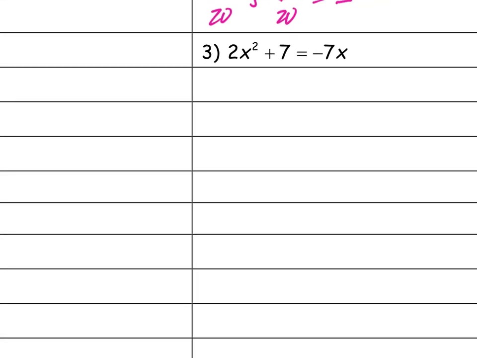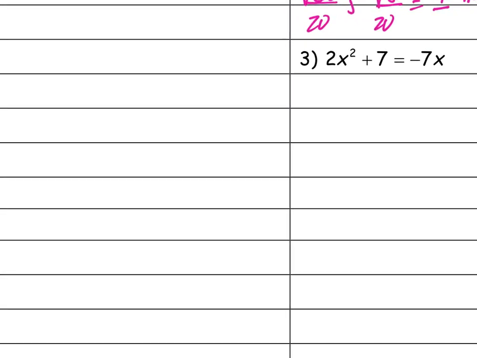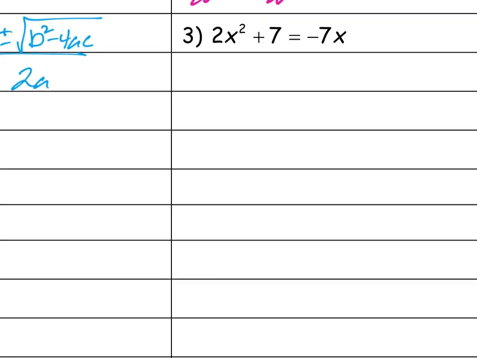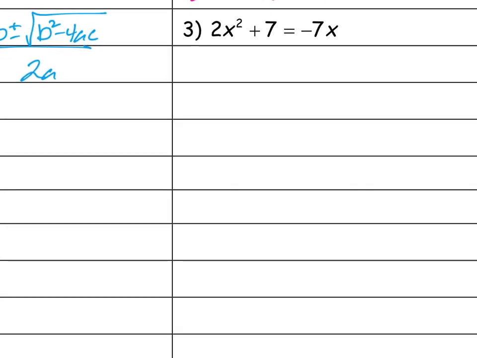Okay, so we're going to go to the next one. I'm going to write down the quadratic formula since it's already disappeared. So X is going to equal minus b plus or minus the square root of b squared minus 4ac all over 2a, right? So there's my quadratic formula.